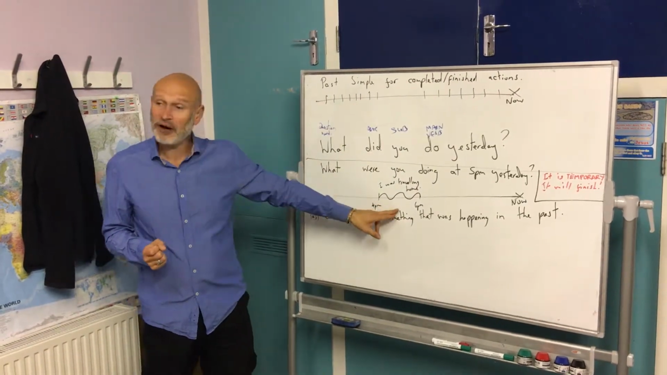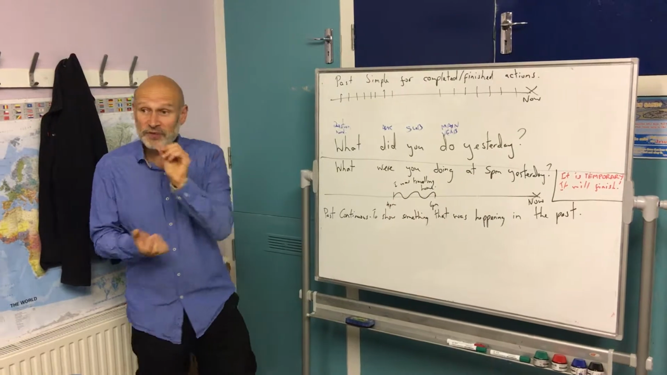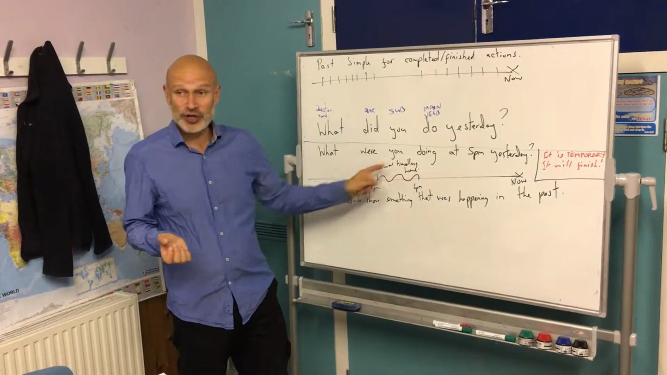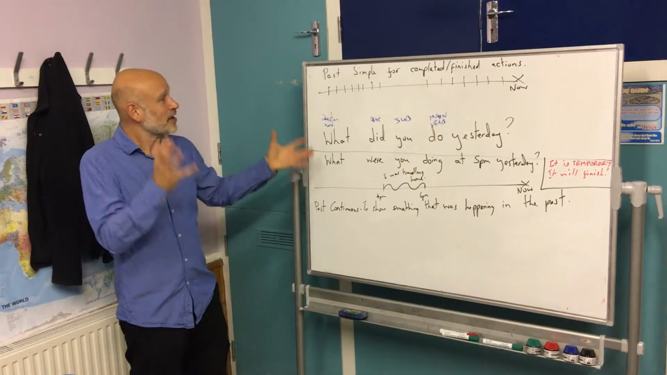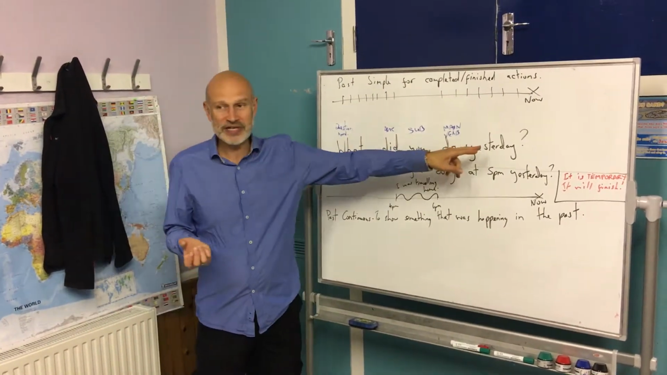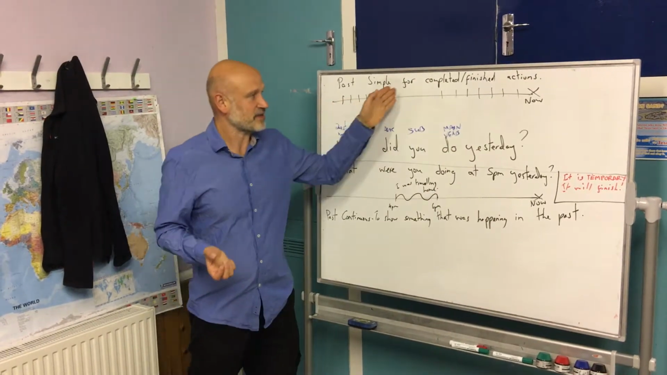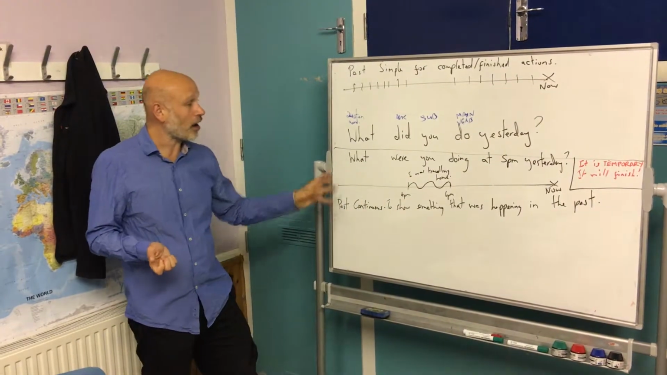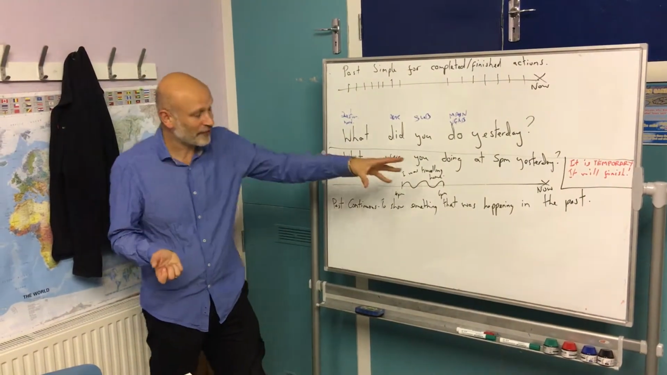Sometimes we can use a bit of past continuous. If I want to be very specific, well, at 5 p.m. yesterday, I was travelling home. And we got these two answers with these questions. What did you do yesterday? Well, I did this and this and this and this and this. What were you doing at 5 p.m. yesterday? Well, I was travelling.